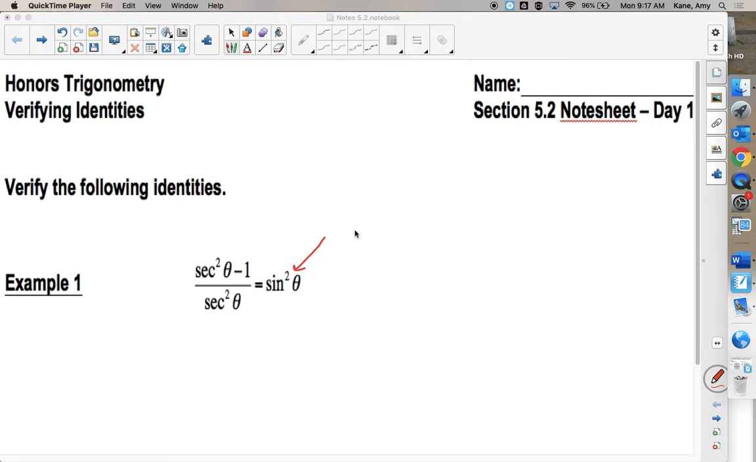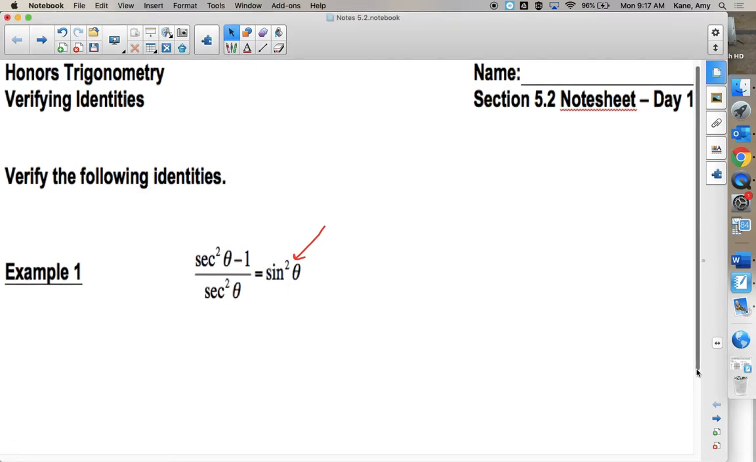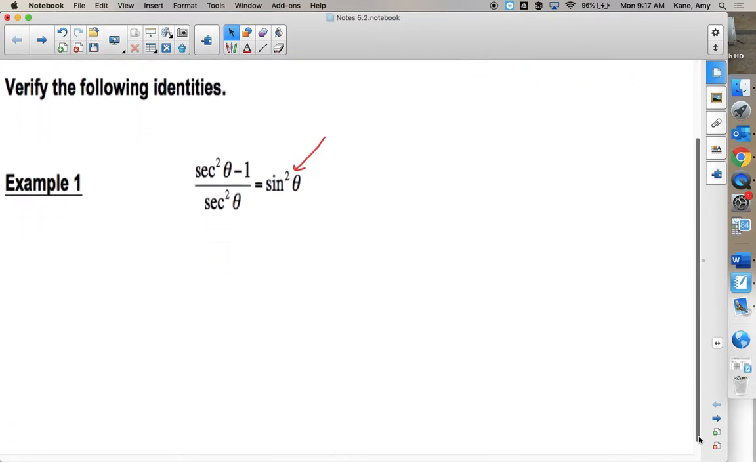All right, if you look at example 1, it says to verify, which just means that we're going to try and show that we can get one side to become the other. You don't cross the equal sign. We're not making this an equation. We're not moving things to the other side. You're picking a side, sticking with it, and trying to get it equal to the other side. In this case, we're trying to make it equal sine squared. That's the answer. So we have secant squared minus 1 divided by secant squared.